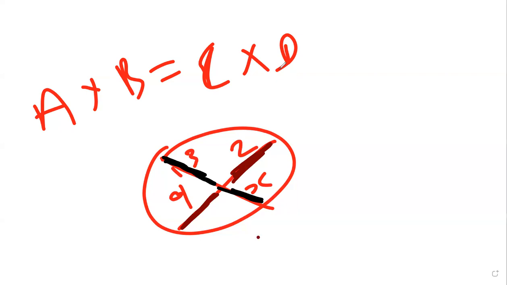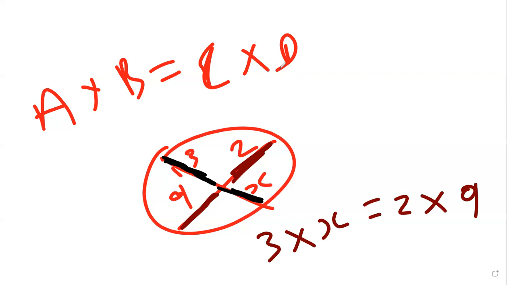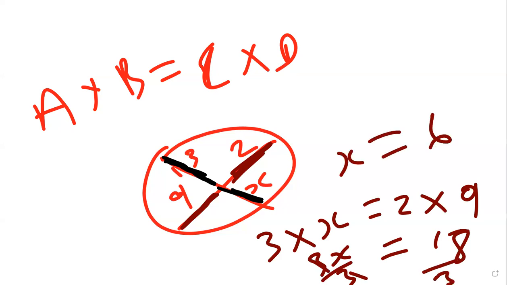All right, so I'm going to take these values, plug them into the formula. What is A? A is 3. What is B? X. What is C? 2. What is D? 9. I get 3x equals 18, and I'm going to divide both sides by 3. My x is going to be equal to 6. There you go. Let's move on to another question.